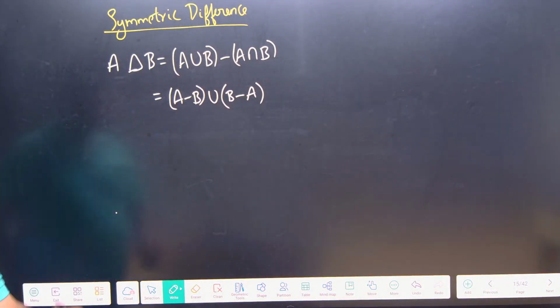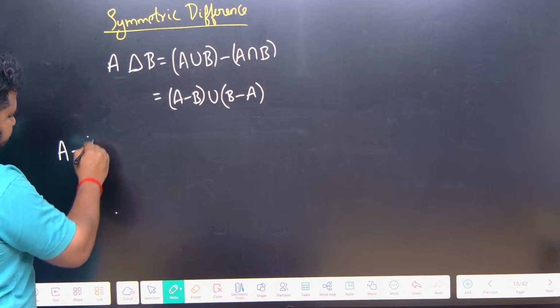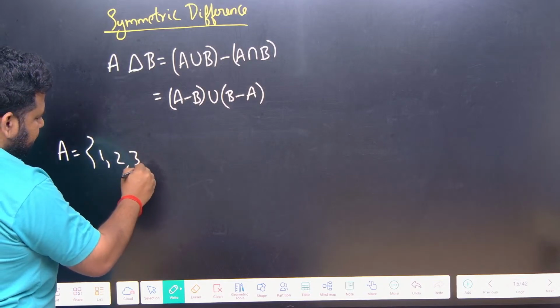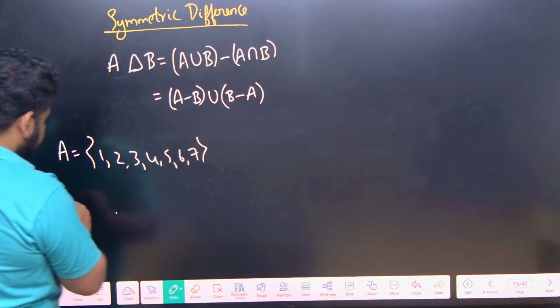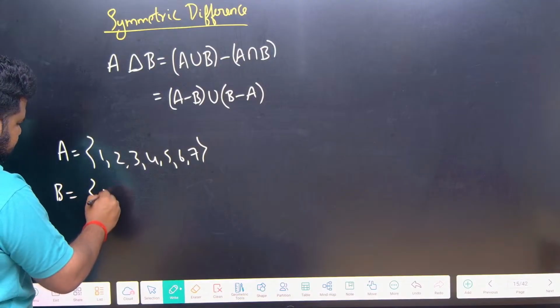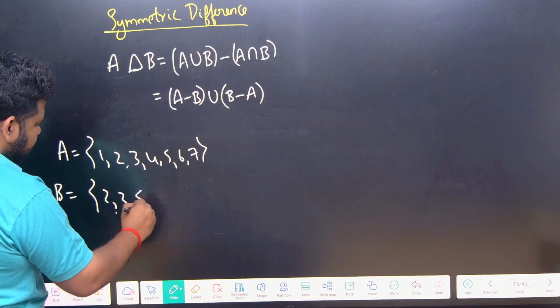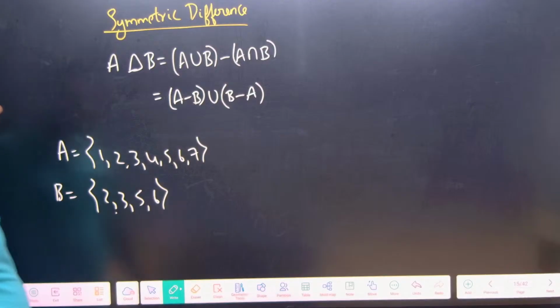So let us take an example. Let there be set A represented by the elements 1, 2, 3, 4, 5, 6, 7. Let there be set B represented by the elements 2, 3, 5, 6.